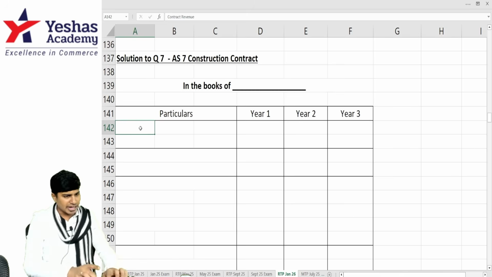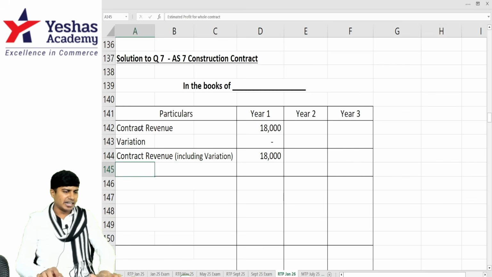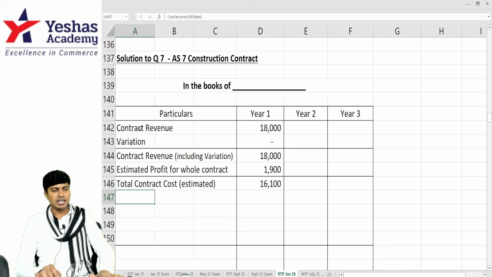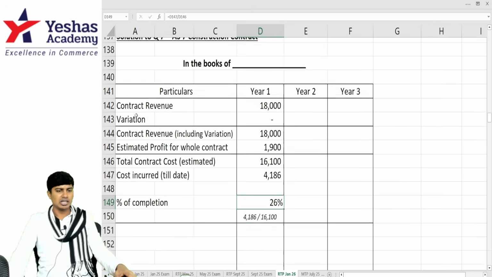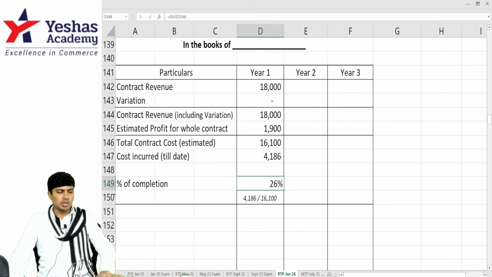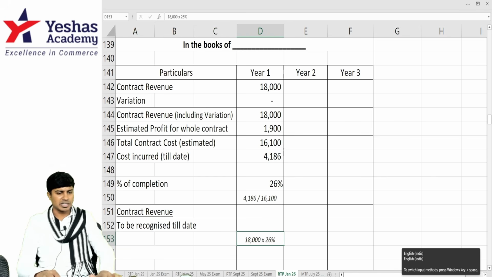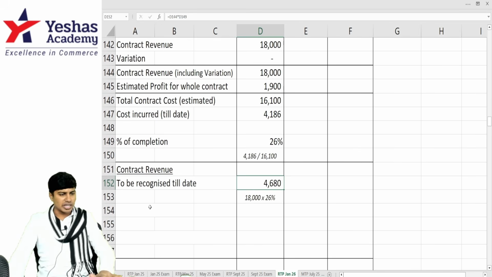Let me show. Contract revenue as given in the question. There is no variation in year 1. It will remain 18,000. I'll deduct the profit that they've told for the whole contract, 1,900. Total contract cost becomes 16,100. The extent to which the cost is incurred is 4,186. If I do 4,186 divided by 16,100, I'll get percentage completion as 26%. So based on the percentage completion method, I should book 26% of the contract revenue as my income. Total contract revenue is 18,000. I'll do 18,000 into 26%, which is 4,680 as my revenue till date. And I'll also book my contract expense to the extent it is incurred. Contract expense, we know it, 4,186.